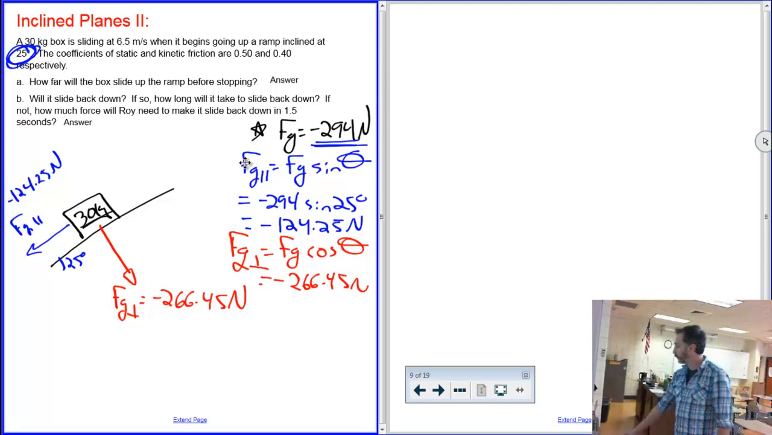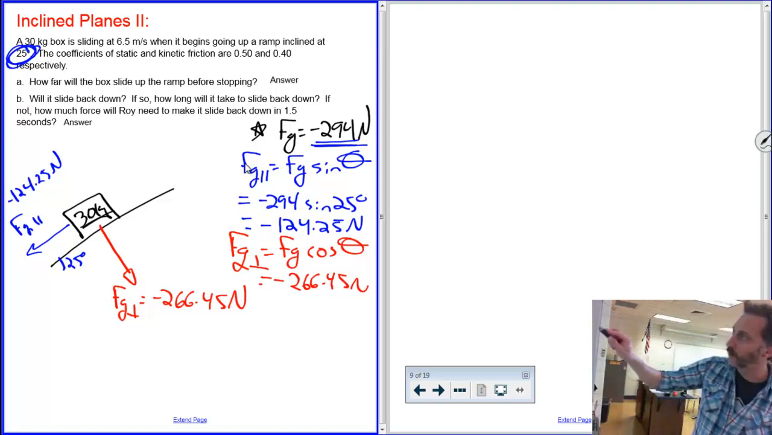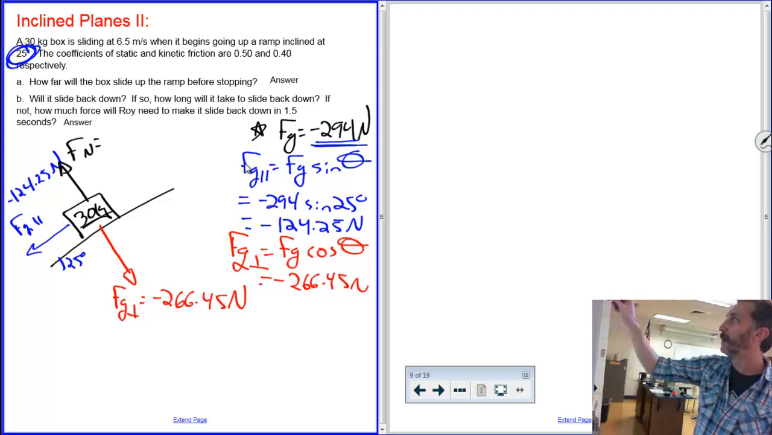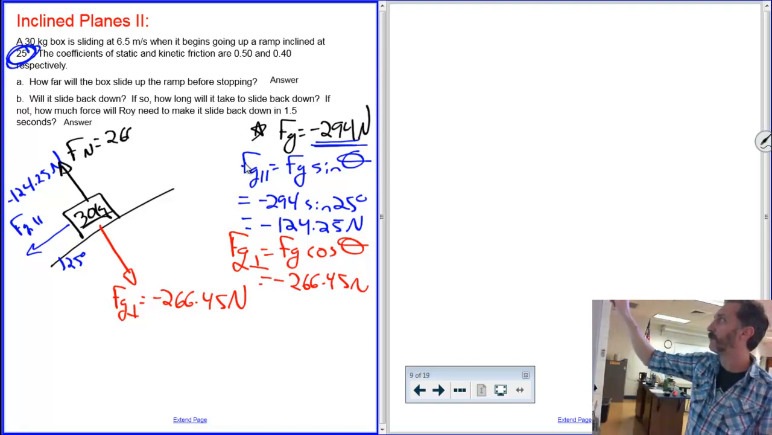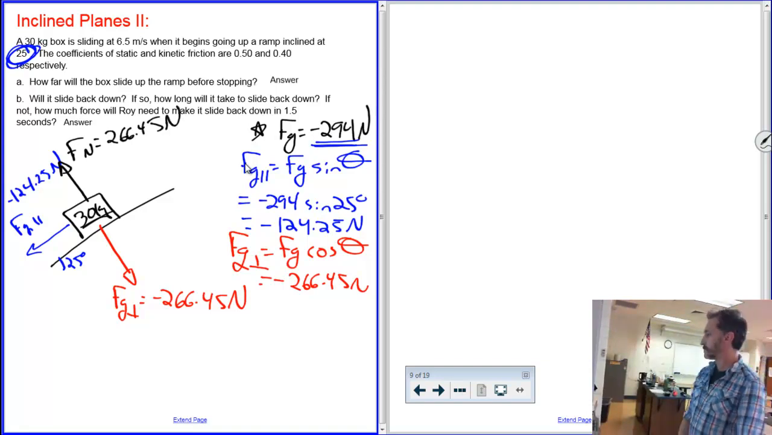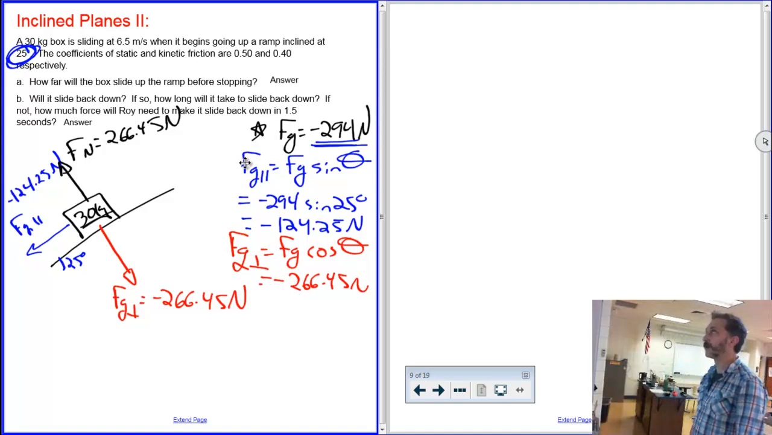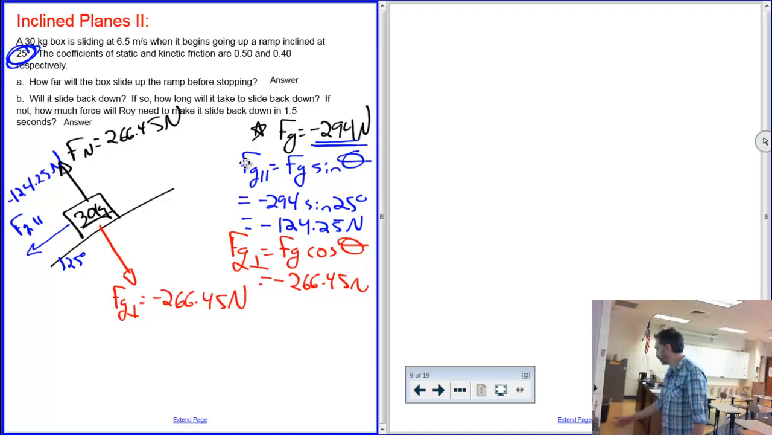Now, I know it's not going to move into the ramp, so I can go ahead and put in my normal force. That's going to be positive 266.45 newtons. So that is that. Now, what other forces are there? Well, we got friction, right? I gave you the coefficients of friction.